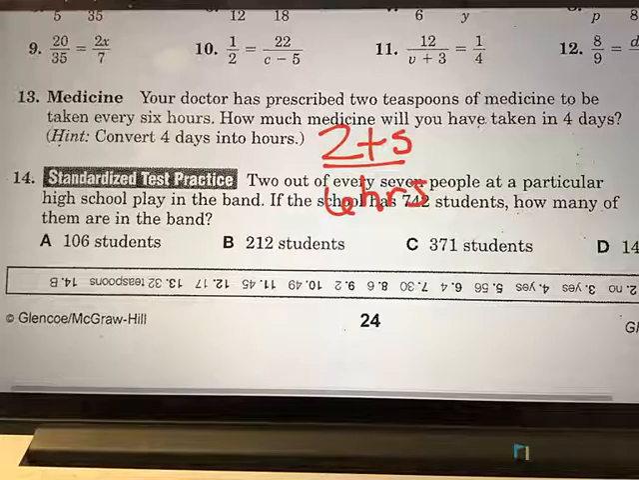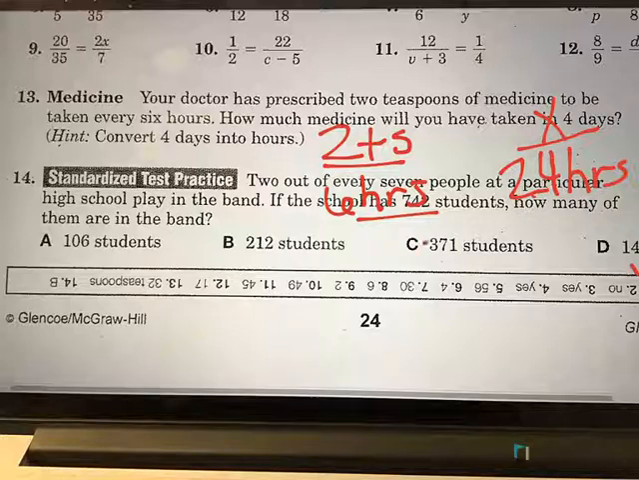So first, let's figure out how many teaspoons I am going to take in 1 day. I'm not going to put one day down here because I need my units to be the same. This says hours, so this needs to say hours. So for 1 day, there's how many hours? That's right, 24. So how many teaspoons am I going to take?